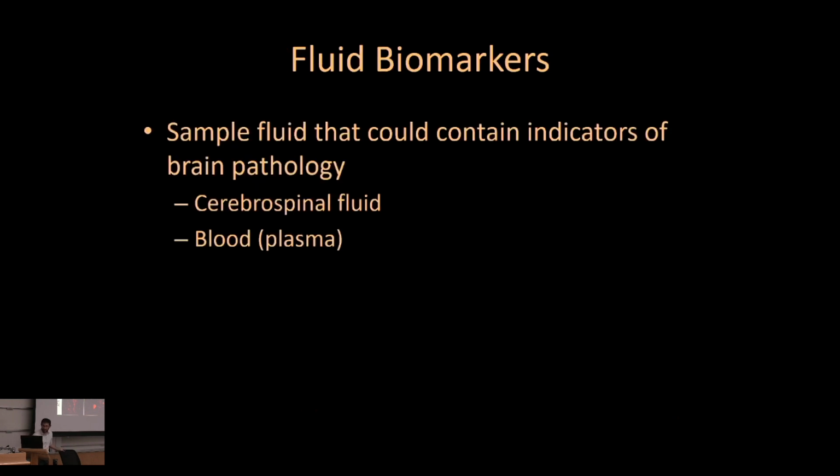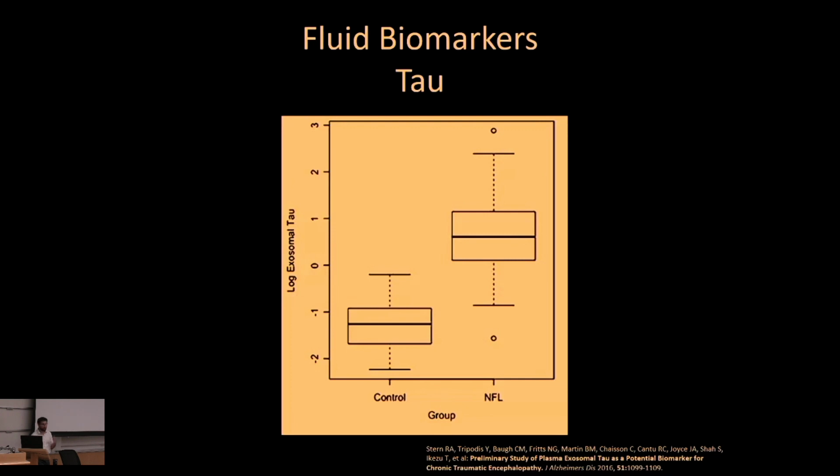So besides imaging, what else can we do to identify it in life? Let's look at biomarkers. So fluid biomarkers, using things that might directly contact the brain, like the CSF, or things like blood and plasma, which are secondary feeders to that. And we've looked for tau in the blood before. This is showing that tau is elevated in the blood when someone plays in the NFL. So that's one way. We don't know if this person has CTE. All we can say is they played in the NFL and they have more tau in the blood.